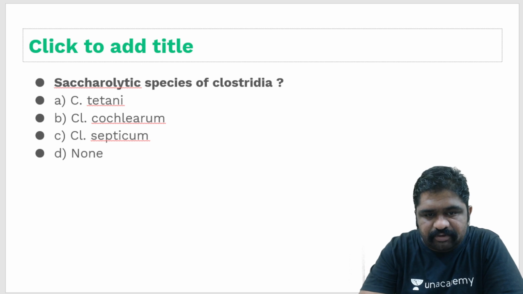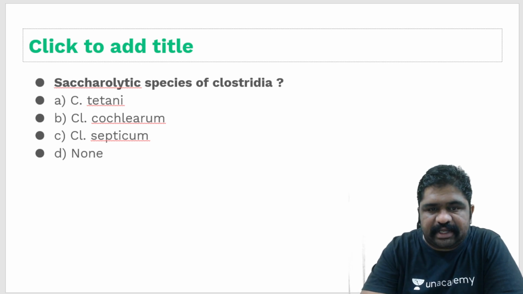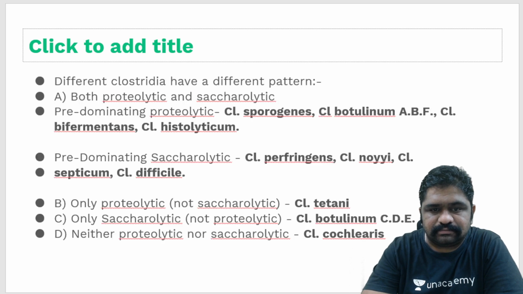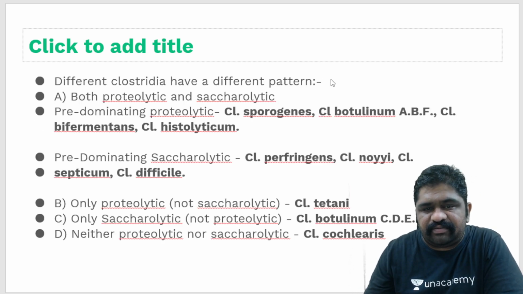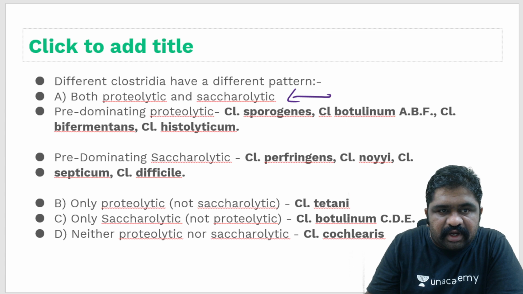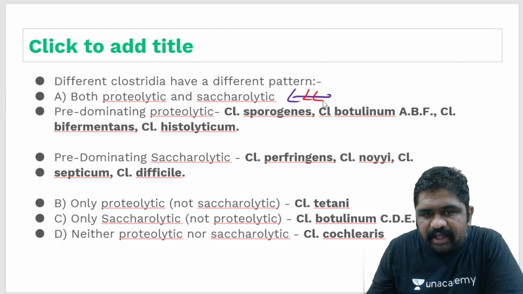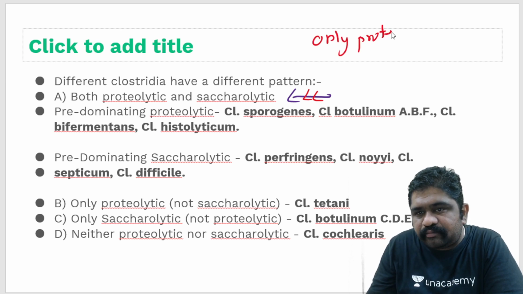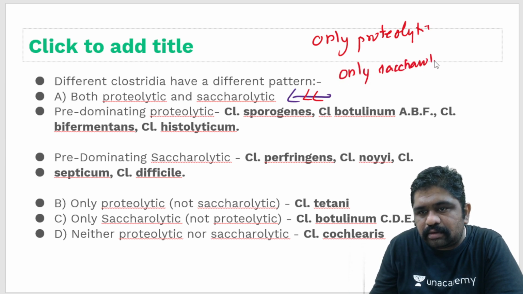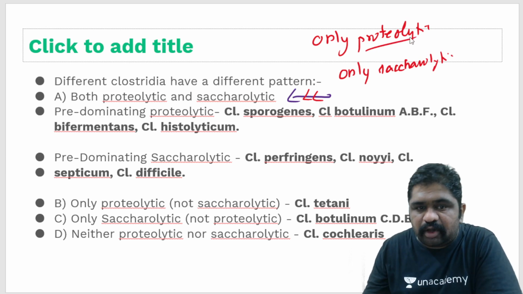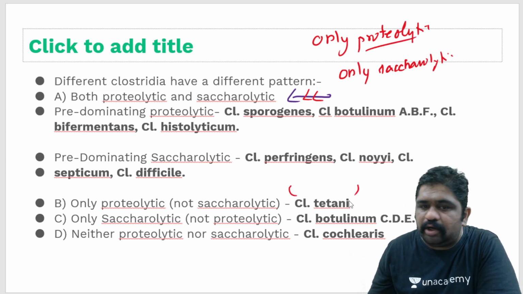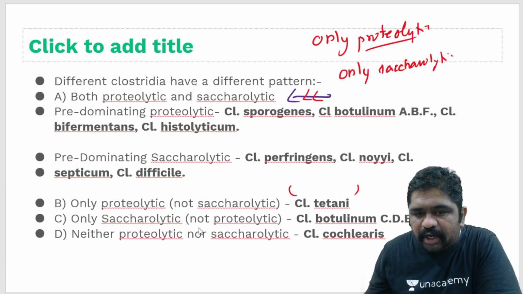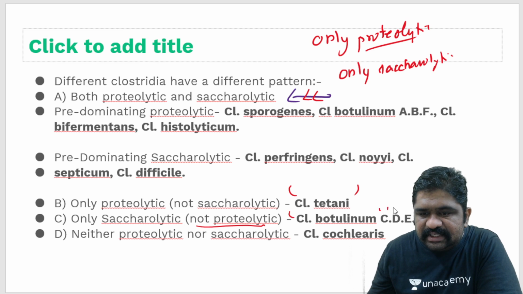The saccharolytic species of Clostridia will be Clostridium septicum. Different Clostridia have a different pattern. You can have both proteolytic and saccharolytic kinds of Clostridia. Sometimes they can be only proteolytic. Sometimes they can be only saccharolytic. And if it is only proteolytic, which organism is it? It is Clostridium tetani, no saccharolytic activity. If it is only saccharolytic without any proteolytic activity, it is botulinum, especially C, D and E.